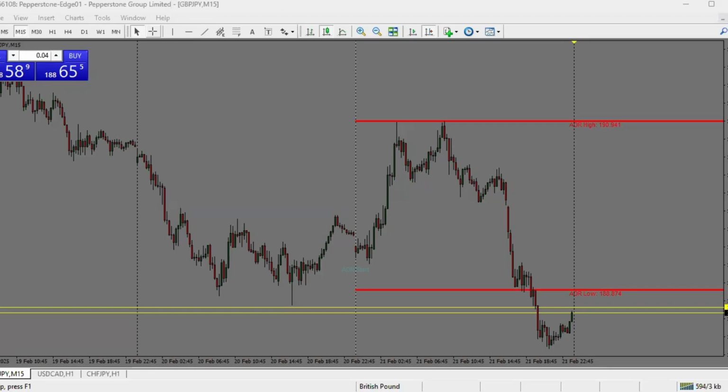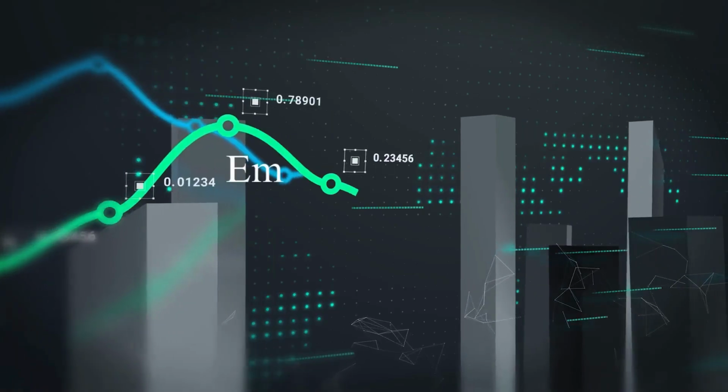Did you know that the market makers have a limit to how far they can move price each day? If you don't understand this, you could be leaving money on the table. In this video, I'll show you how to use the ADR, or the average daily range, to predict market movements, avoid bad trades, and catch sniper entries using the BTMM strategy.